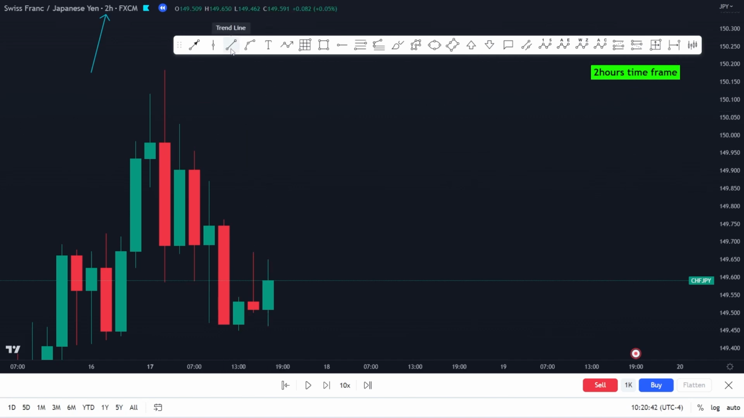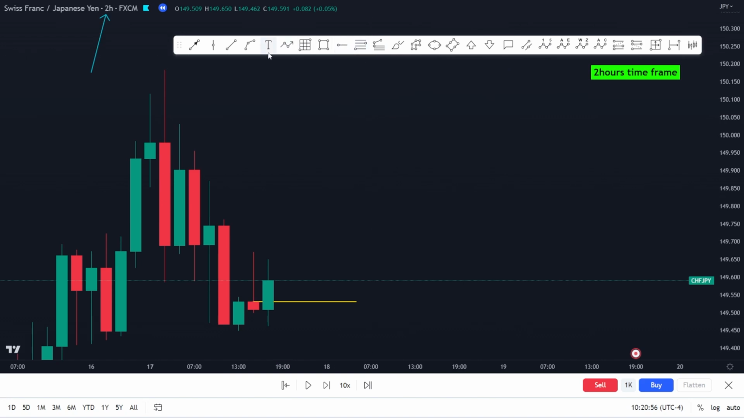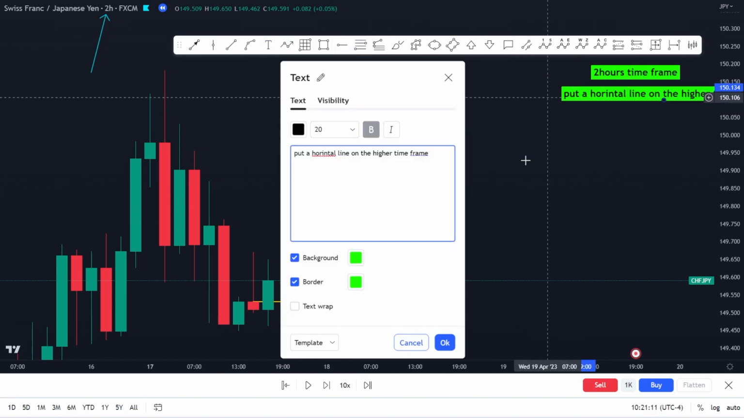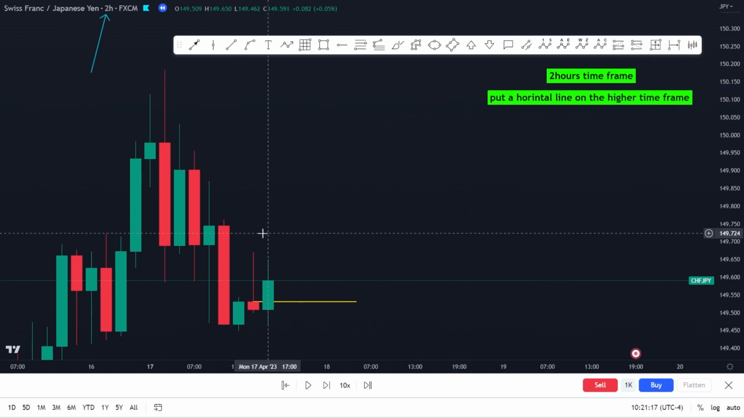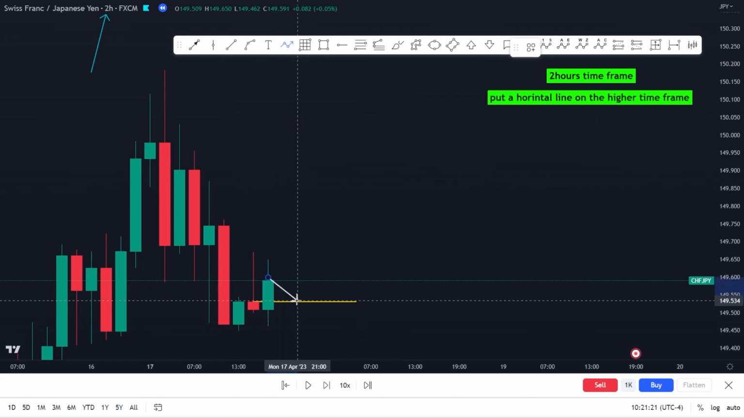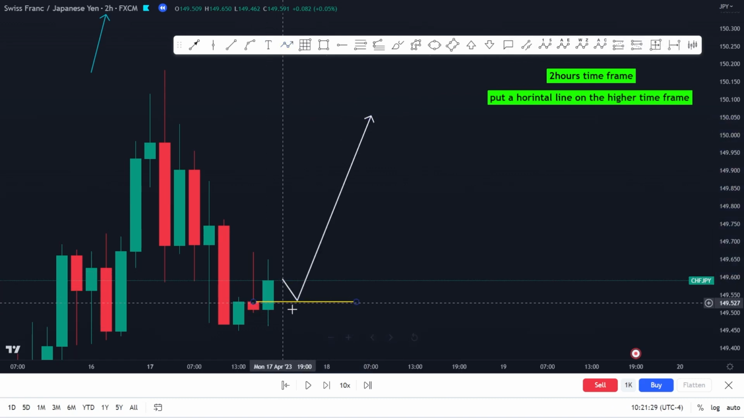So right now what we're going to do is put a horizontal line on the previous candle. We'll change this to yellow, and then we will mark it down. You will put your horizontal line on the higher time frame like this. So that means right now we are done. We can also do something like this. This is your prediction. So when we move on to the lower time frame, we have to find a zone around this area here.